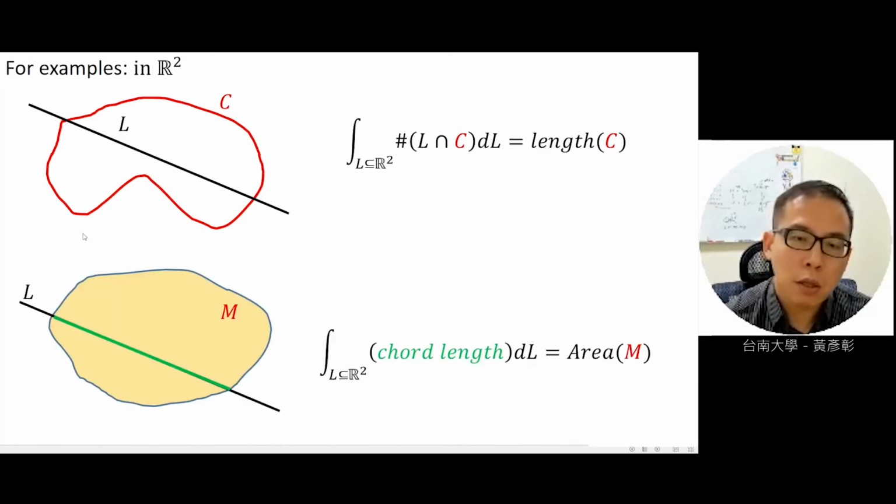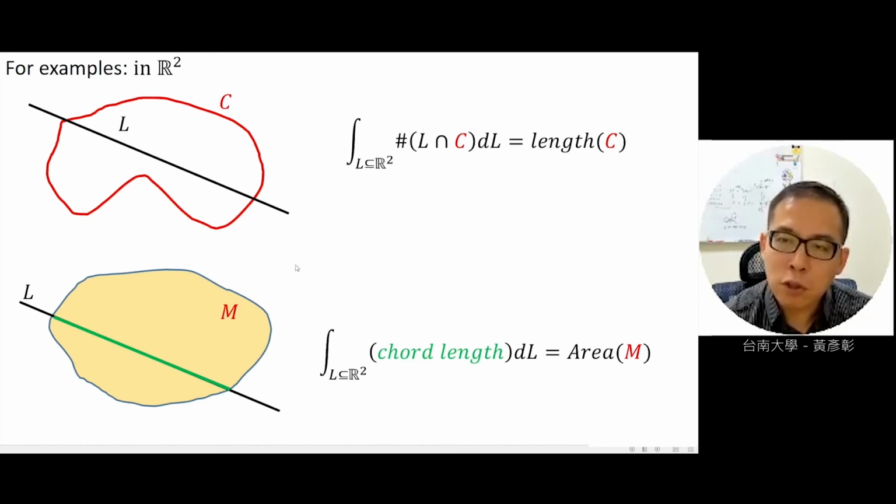The second example tells us that given a convex domain M on the plane, the area of M can be obtained by the integral formula. It is an integral over all lines on the plane, and we have to calculate the chord length of each individual line L intersecting M.